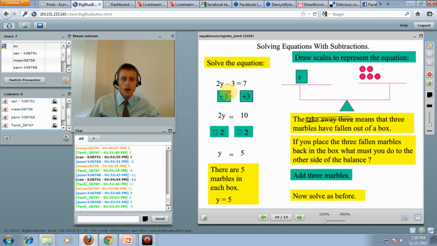Okay, it's fine. So the first thing we're going to do, if we see a subtraction right here, 2y minus 3, you're going to add that to both sides. So you have plus 3 on this side and plus 3 on that side, giving you 2y equals 10. You're going to divide each side by the 2 again. You want to get the y by itself. The answer is 5. There are 5 marbles in each box.